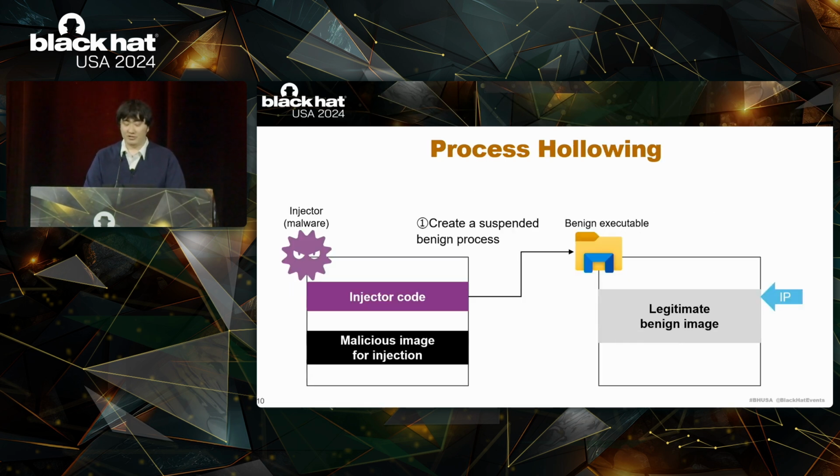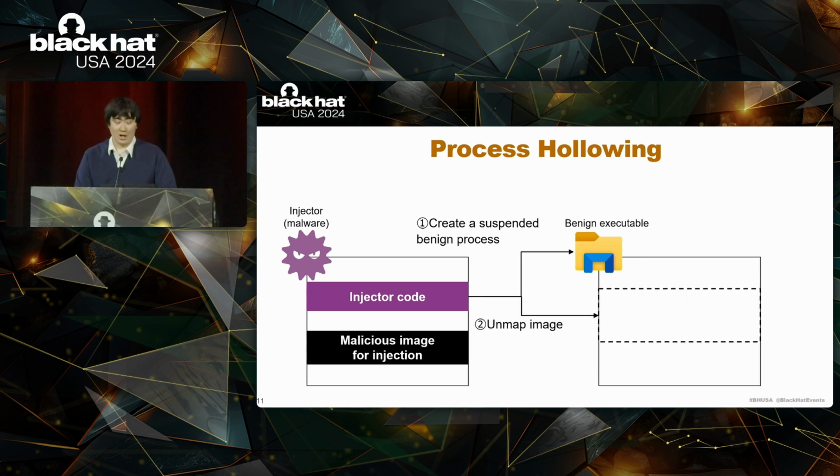Now we are going to look at a few examples. First of all, process hollowing. In this technique, malware first creates a suspended process from a benign executable file. Before starting its execution, malware unmaps the executable image from the victim process. At this time, the process has no executable image.